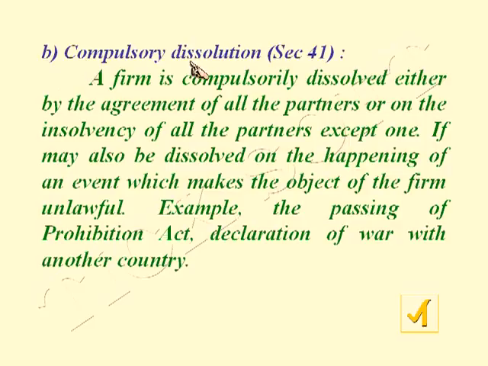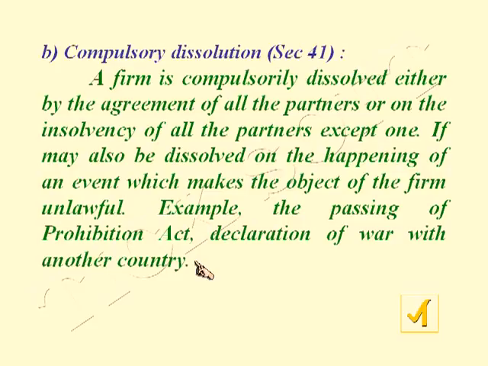Then B, compulsory dissolution, section 41. A firm is compulsorily dissolved either by the agreement of all the partners or on the insolvency of all the partners except one. It may also be dissolved on the happening of an event which makes the object of the firm unlawful. Example, the passing of a Prohibition Act, declaration of war with another country. So these are the situations for compulsory dissolution.